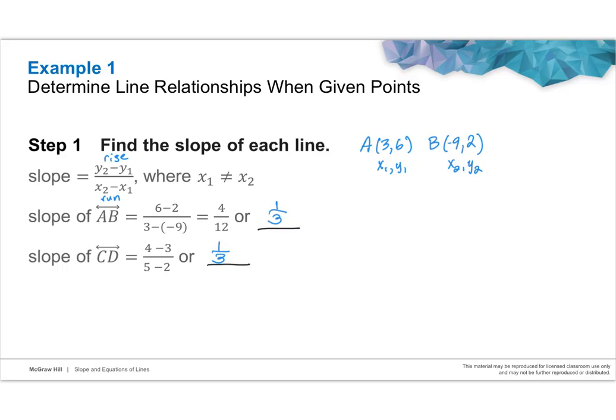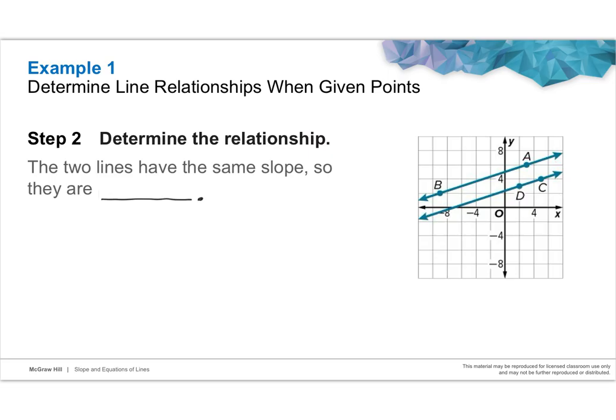Step 2 is going to be, now that I know those two slope numbers, determine the relationship. And this is pretty fast. The two lines have the same slope, and same slope lines are always parallel.